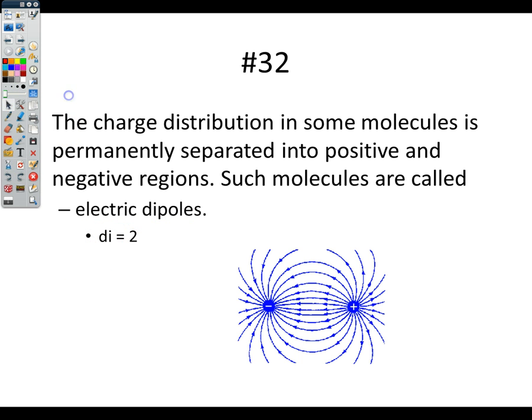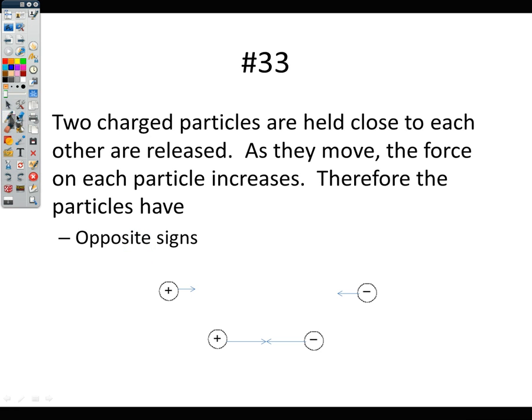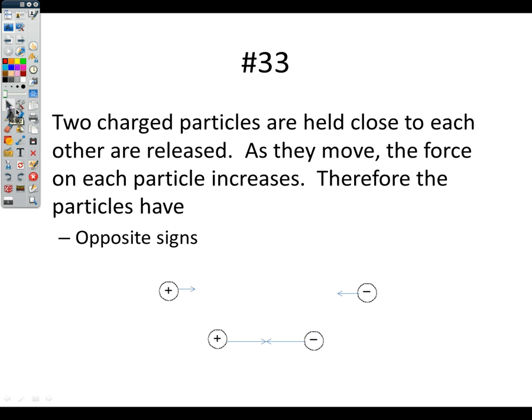Number 33. Two charged particles are held close to each other and then released. So here are the two particles. When I let go of them, they will start going towards each other. And because the force gets bigger, you'll notice that this arrow is smaller than the arrow down here. And same thing here, they should be equal because of Newton's third law. The only way this will happen is if they have opposite signs. If they had the same sign, that will not happen. We'll show that to you here in a second.